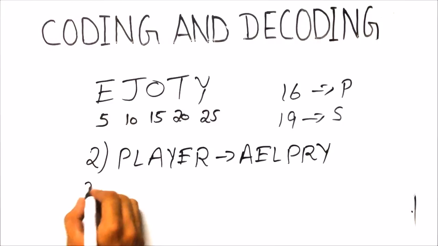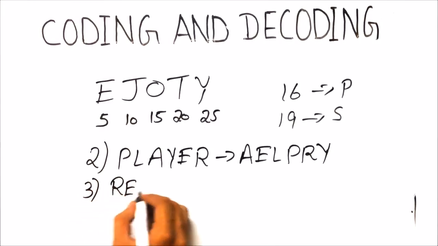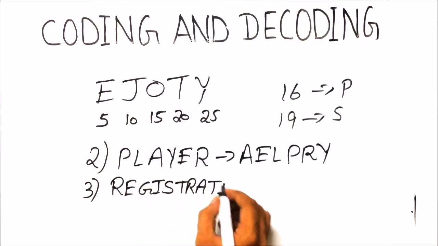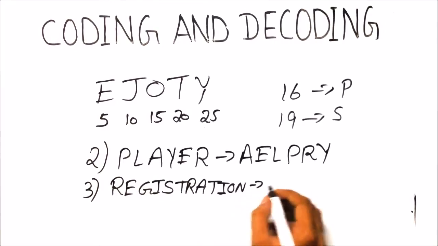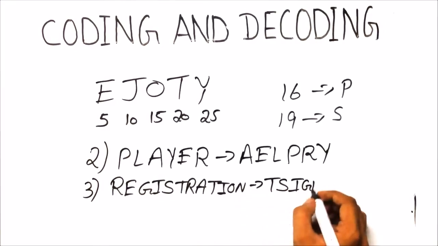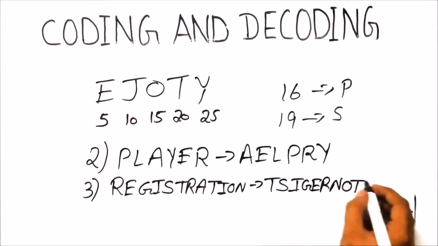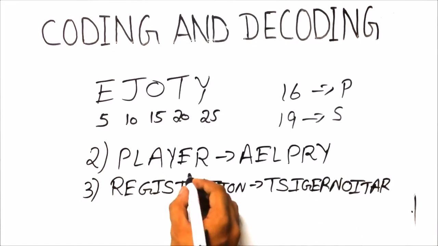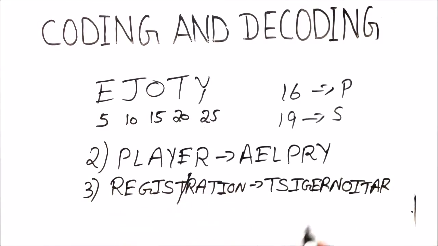Now the third question will be if the word is REGISTRATION, and the code for the word registration is TSIGERNOITAR. Here you could easily see we are using the same letters that we had used in the word registration. Now what we have done is we have split this word into 2 halves. One is REGIST and the other is RATION. So here splitting has been done. So now we are done with 3 questions in the repetition pattern.